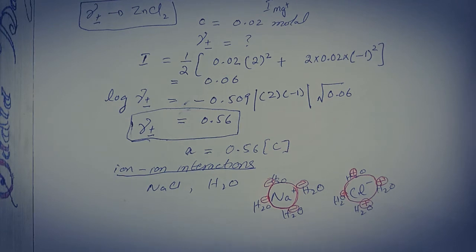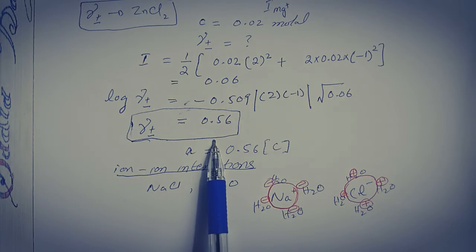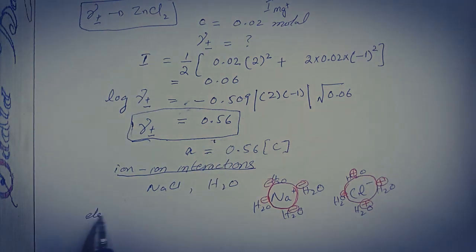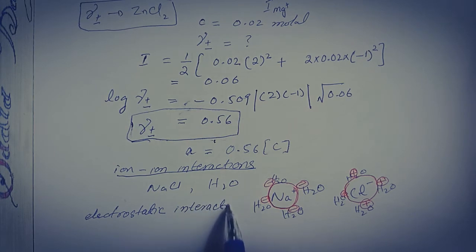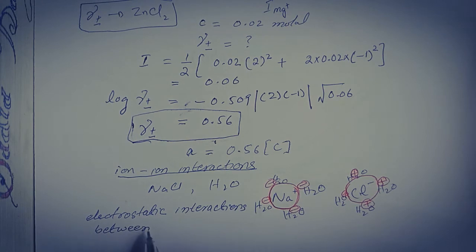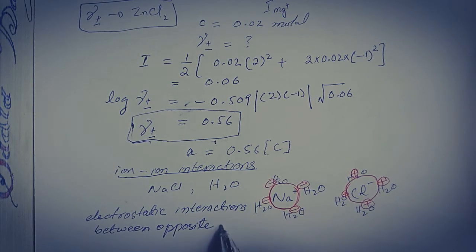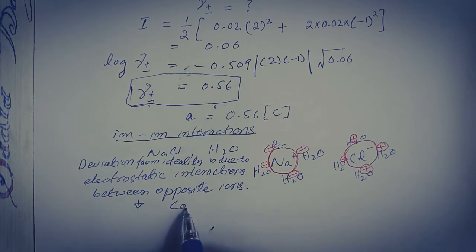So on average, each ion is surrounded more closely by ions of opposite charges than by ions of identical charges. So according to Debye-Huckel theory, there is an assumption that the departure from the ideality that is shown in terms of the activity coefficient is due to electrostatic interactions between opposite ions, that is mediated by Coulomb's law.